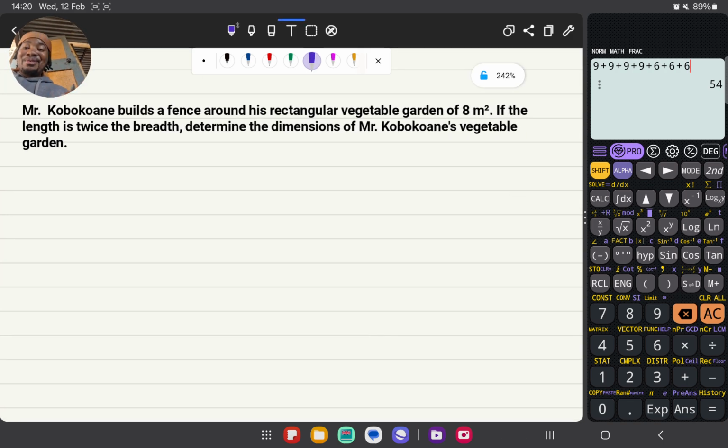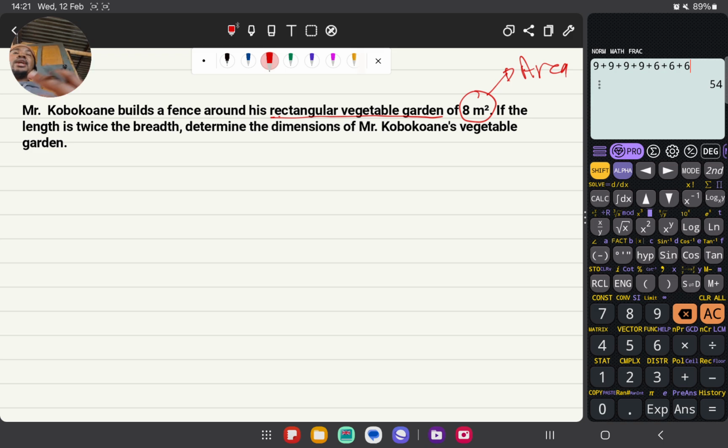Cool. So the next problem says Mr. Kobokwani. I'll say that again. Mr. Kobokwani builds a fence around his rectangular vegetable garden of 8 meters squared. I will say, highlight this when you're talking about the rectangular vegetable garden, so we already know that's the area of that rectangular vegetable garden, right? And then if the length is twice the breadth, determine the dimensions of Mr. Kobokwani's vegetable garden.